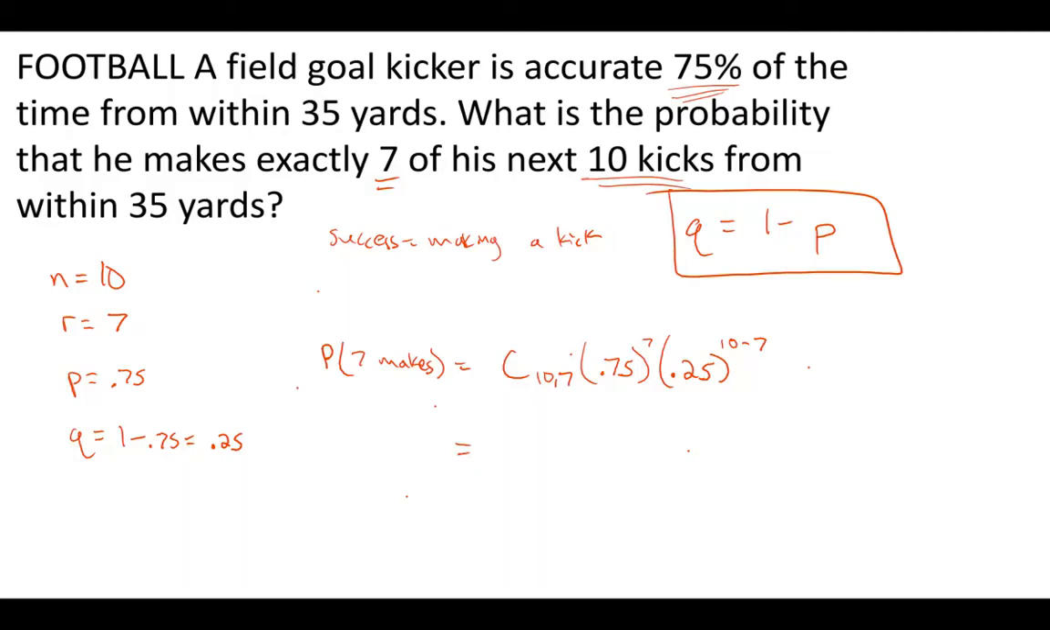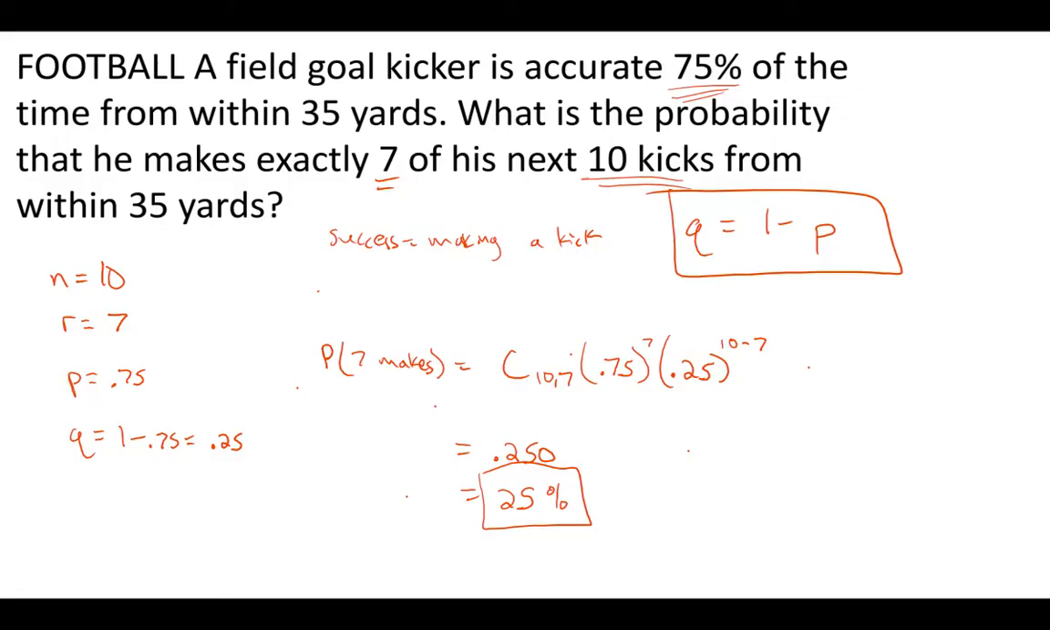We'll do 10, math, over to PRB, nCr 7. It's 120, and I'm just going to hit times, and then parentheses 0.75 to the 7th, and then times parentheses 0.25 to the 3rd power. And that is 0.250, so 25% chance. So 25% chance he'll make exactly 7 of his next kicks.